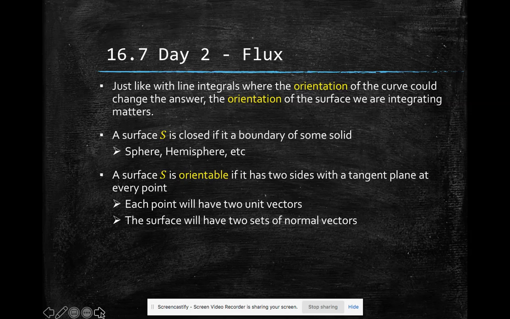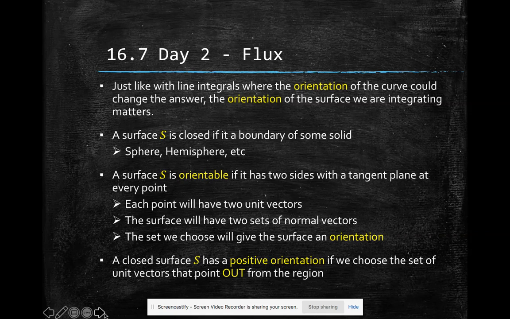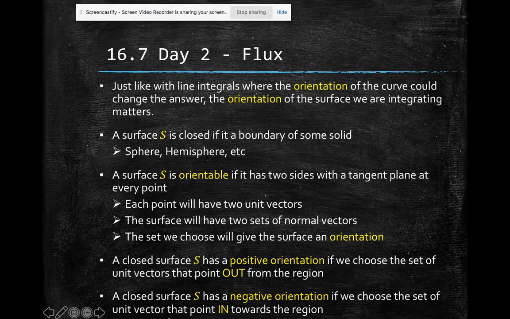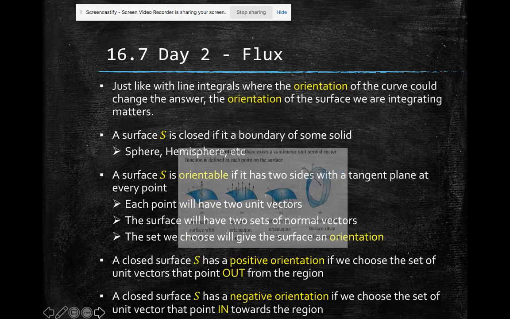So the whole surface, with each one of these points having a tangent plane, will have two sets of normal vectors. Like that picture, the set of all the normal vectors coming out, the set of all the normal vectors going in. The set we choose to work with gives the surface the orientation. A closed surface has a positive orientation if we choose the set of unit vectors that point out, and negative if we choose the set of unit vectors that point inward.